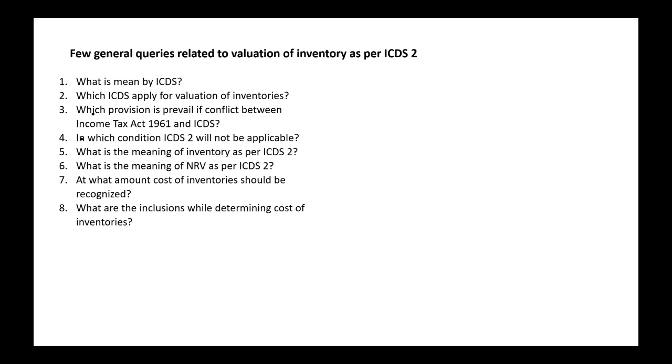What are the inclusions while determining the cost of inventories? There are n number of inclusions, and those are also mentioned in ICDS 2. Remember, this is a few-pager document and it encompasses everything required under ICDS 2. While determining the cost of inventories, we need to include purchases, raw material purchases, and cost of conversion. Within cost of conversion, we include cost of services also. We need to include all different types of components of cost when we work out the cost of inventories.